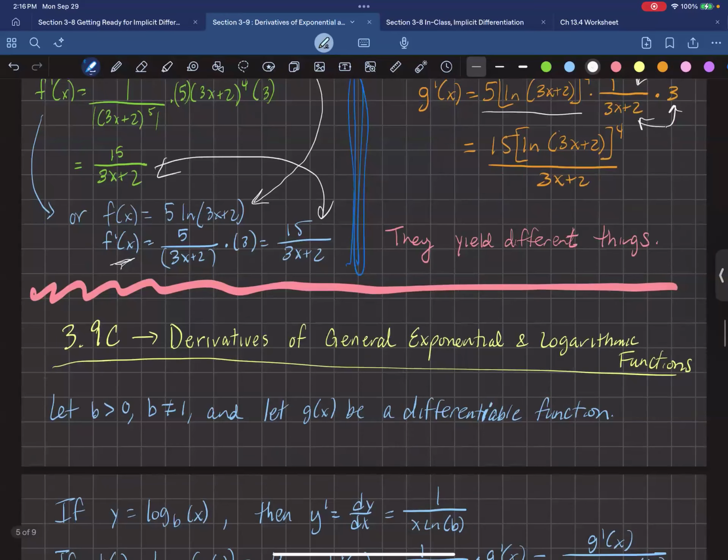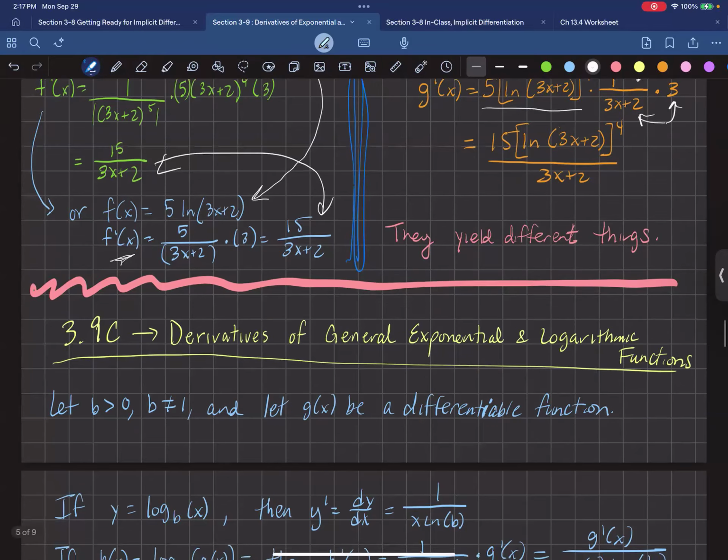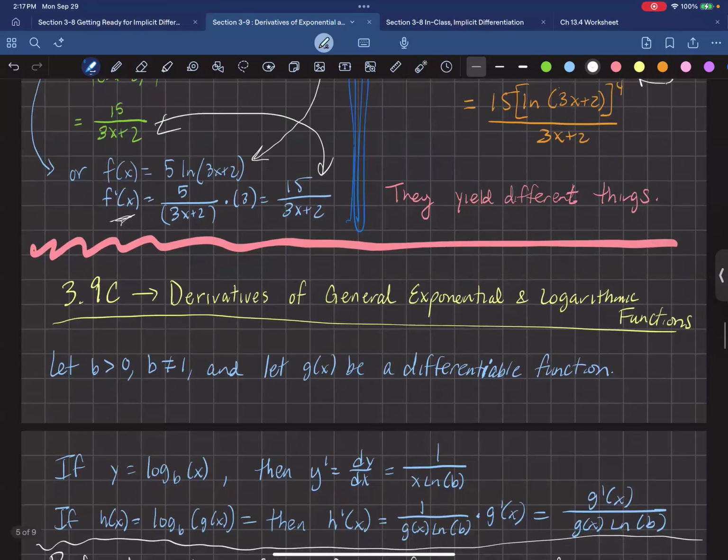If we have y equals log base b of x, then y prime, or dy dx, equals 1 over x times the natural log of b. And the chain rule also applies. If we have log base b of g of x equals h of x, then h prime of x equals 1 over what's inside the log, so 1 over g of x, with the natural log of b on the bottom, and then we do g prime of x.